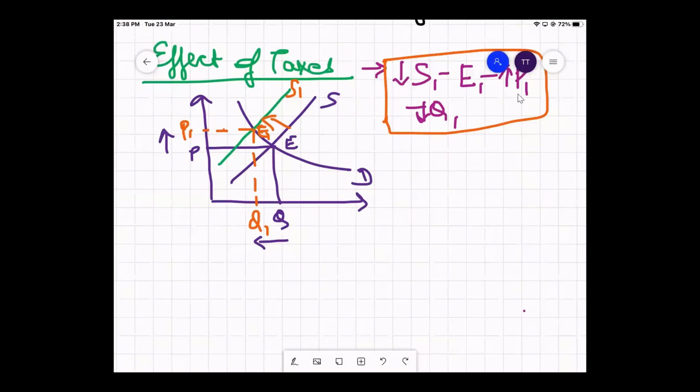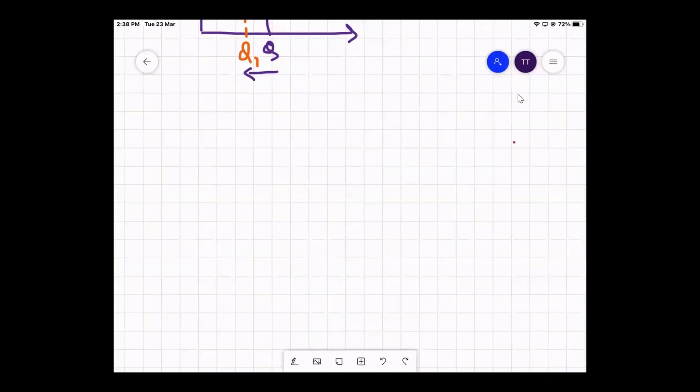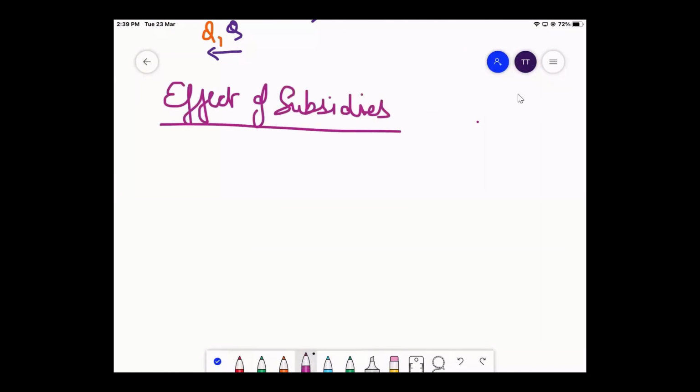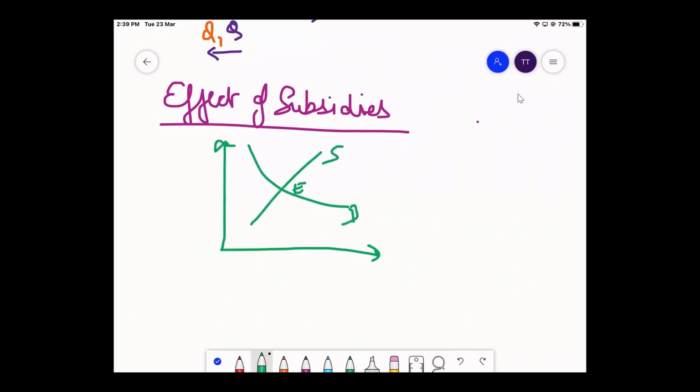Let's similarly do the effect of subsidies. That's another favorite question of the examiner. Effect of subsidies on the market. So again, first step, you will make your demand and supply curves, equilibrium, price and quantity. Now, what is the effect of subsidy? What is a subsidy? Can you tell me?